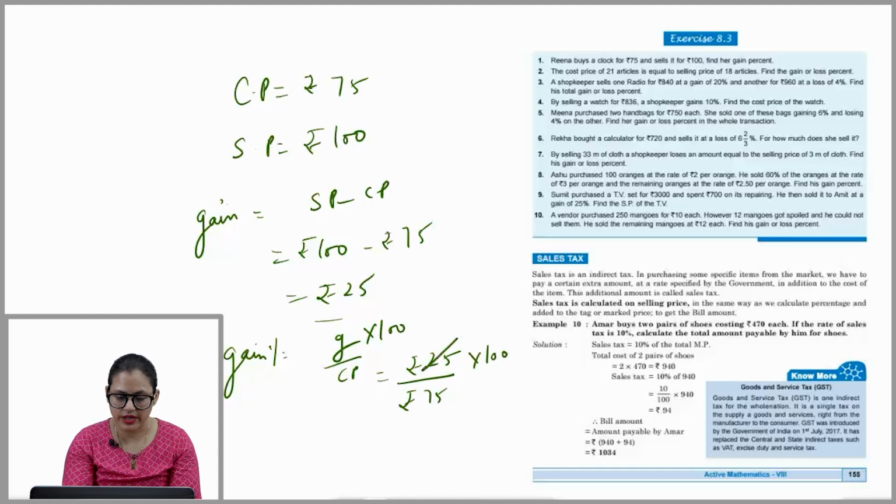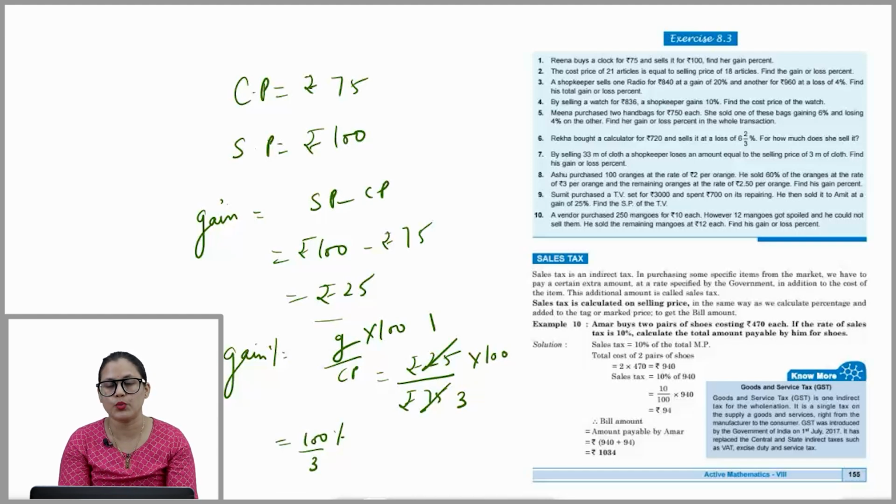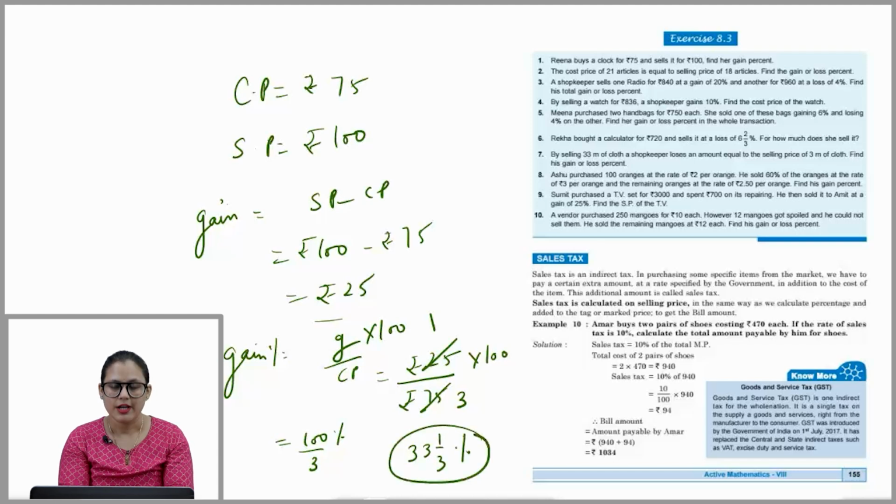25 ones are 25, 25 threes are 75. So gain percent is equal to 100 upon 3%. But we will convert this into a mixed fraction. 3 threes are 9, 3 threes are 9, so 33 and 1 by 3%. So this is her gain percent.